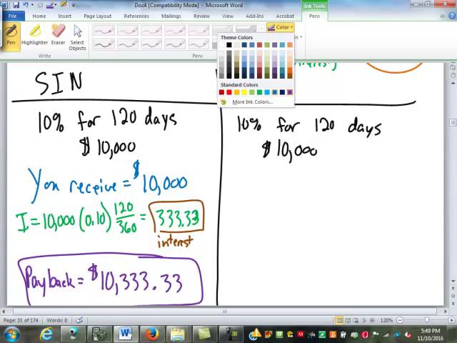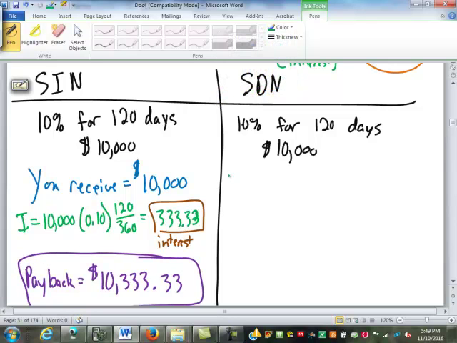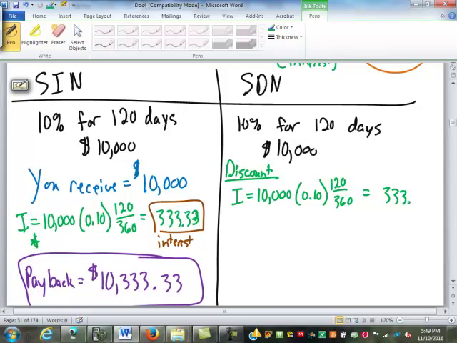On the other side, the first thing you have to find is the interest. It's called the discount. It works the exact same as the interest over here. 10,000 times 10%, 0.10, times 120 over 360 is $333.33.